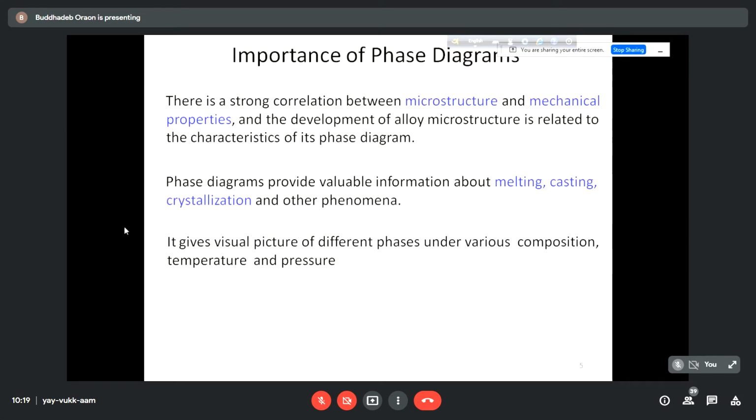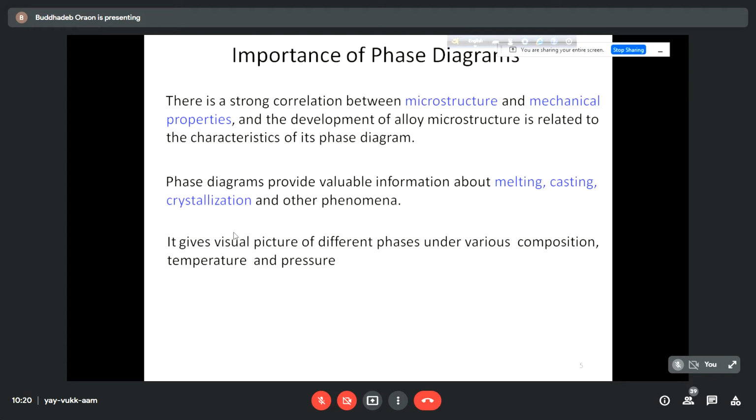Now, what is the importance of phase diagrams? It's very important to understand the alloying details, their properties, and compositions, because you might be interested to know the composition and their properties at a particular temperature, and also how it varies. So many factors are there. All these, you will get as visual pictures from the phase diagrams. You will get some idea.